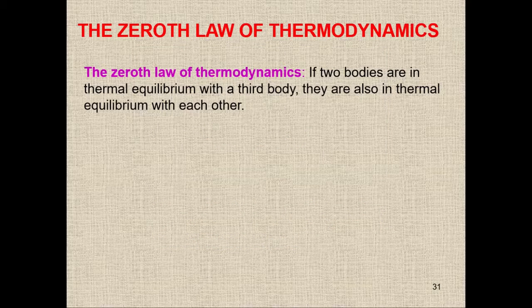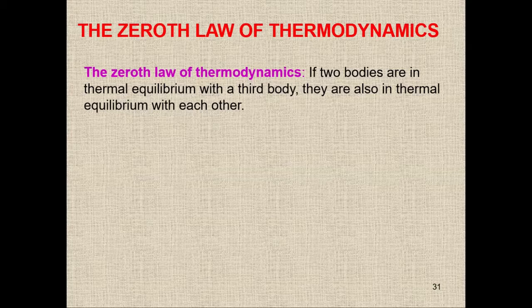Now, again, some basics. We have the zeroth law of thermodynamics. You know about the first law of thermodynamics, that energy can neither be created nor destroyed, or in other words, the total energy of the system and surroundings remains constant. But here we have the zeroth law of thermodynamics. The zeroth law simply states that if two bodies are in thermal equilibrium with a third body, they are also in thermal equilibrium with each other.